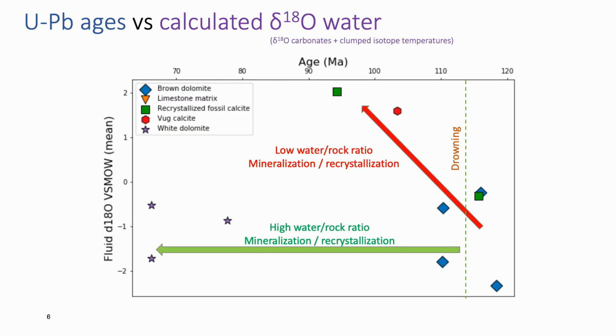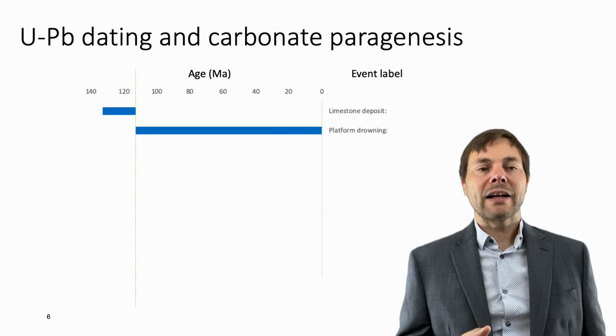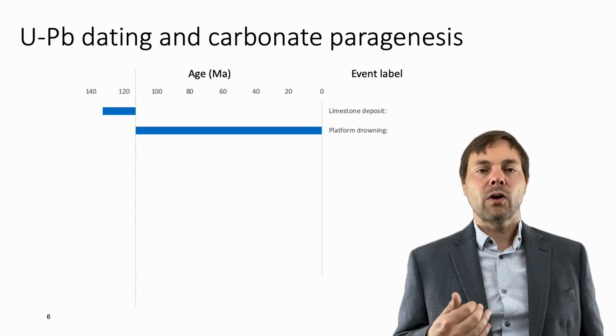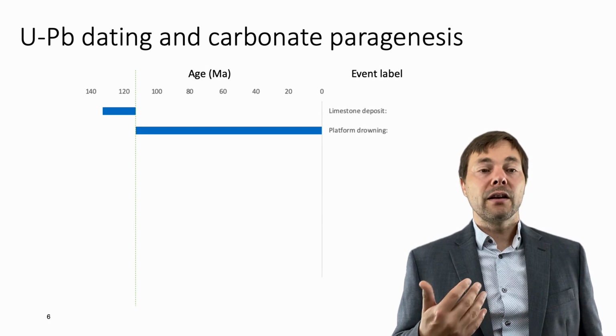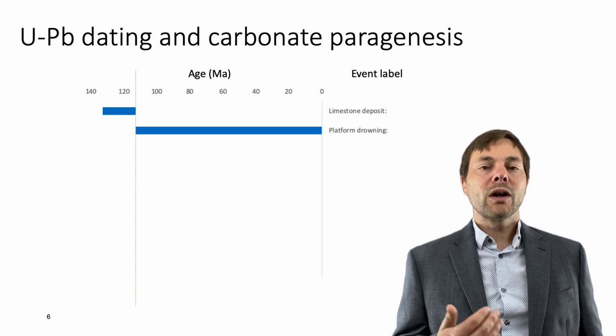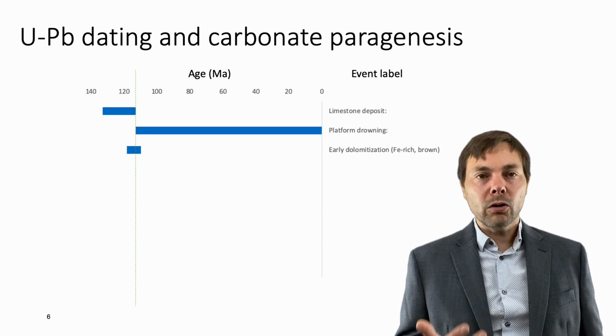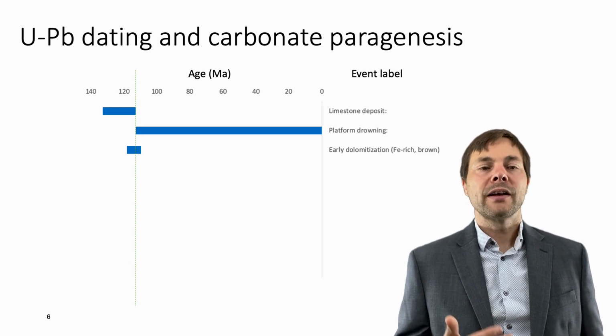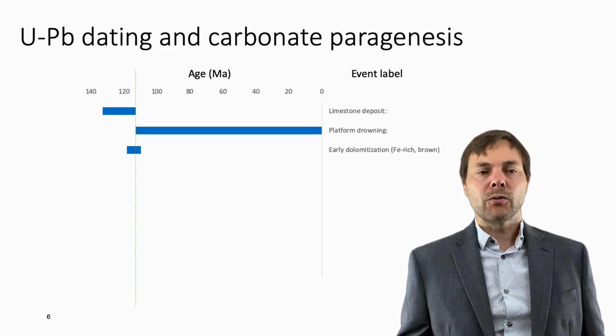So I think that what our records indicate is that we have some process that happens at high water-rock ratio, it's the green arrow there, and some process that happens in a closed system, or if you prefer, a low water-rock ratio. So let's try to look at the dating of the different events. I've put here first, of course, the limestone deposition and platform drowning, which we've gathered from previous studies. What we see is that the oldest phase we have is this early dolomite that is iron-enriched.